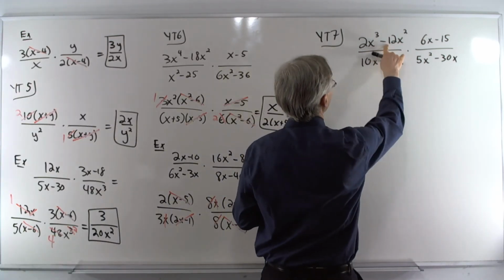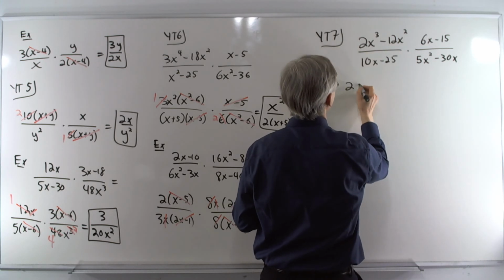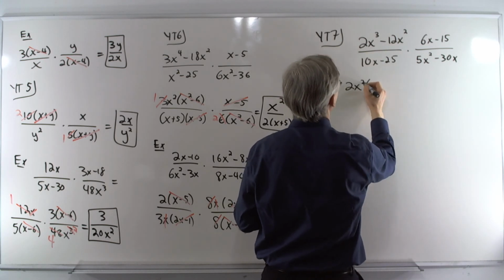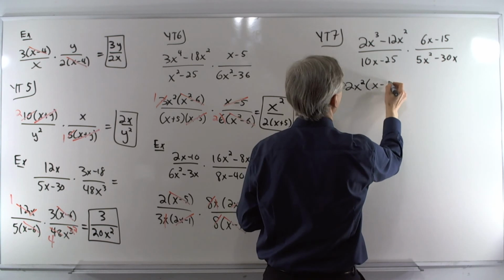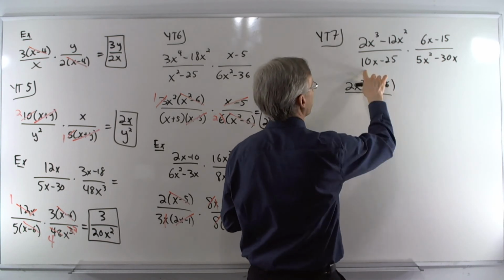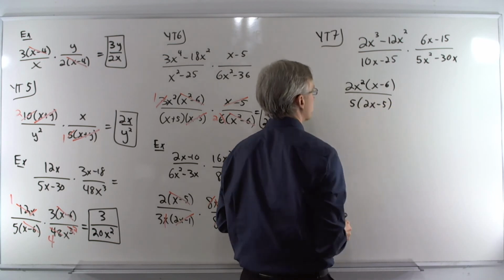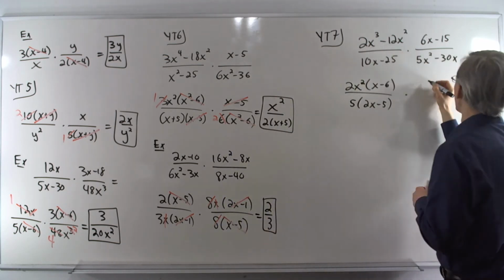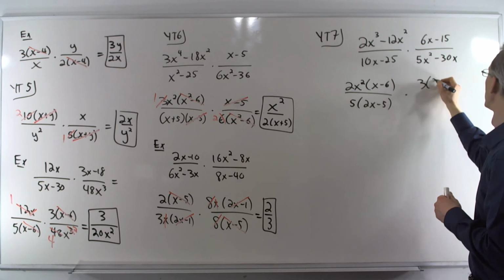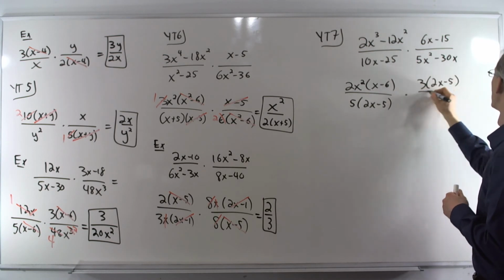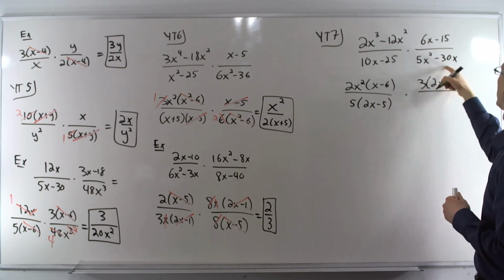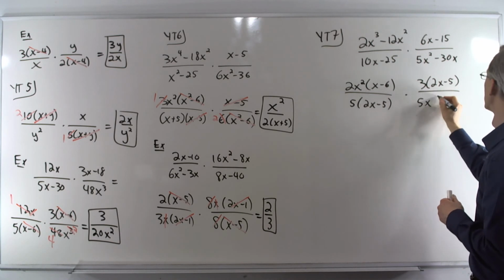First fraction up here, we can factor out a 2x squared. That gives us x minus 6. And down here we can factor out a 5, 5 times 2x minus 5. And up here we can factor out a 3. And here we can factor out 5x.